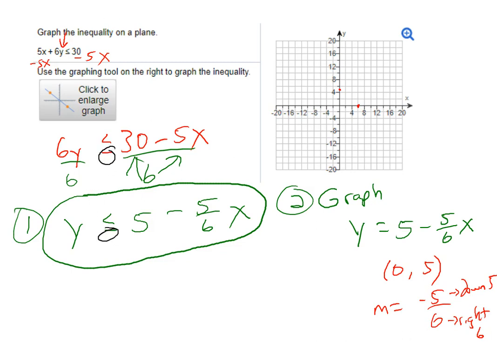So the rule comes down to this. If there's an equals to, it's going to be a solid line when you graph it. So when you graph over here, make it a solid line. If there is no equals to, you need to make it a dashed line.